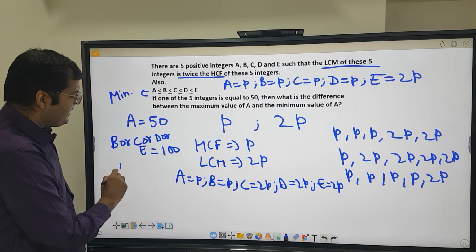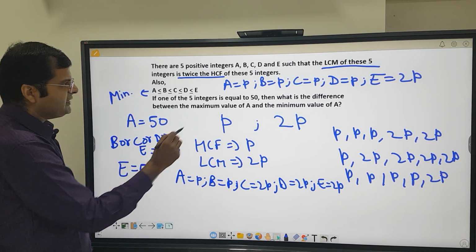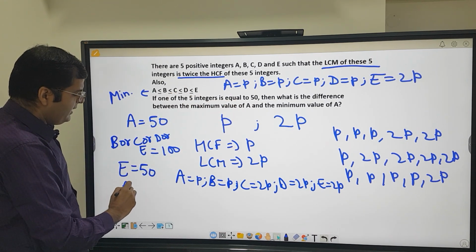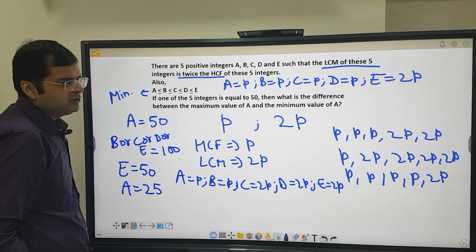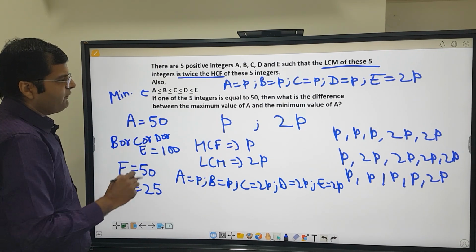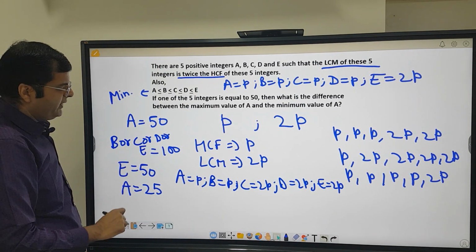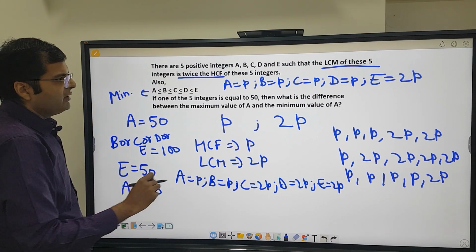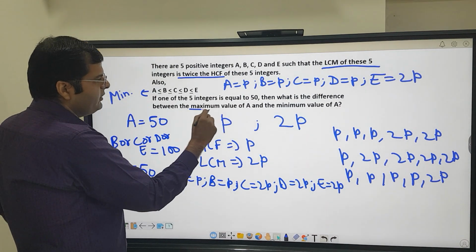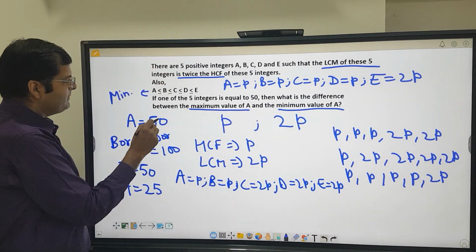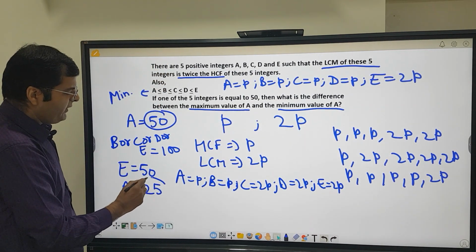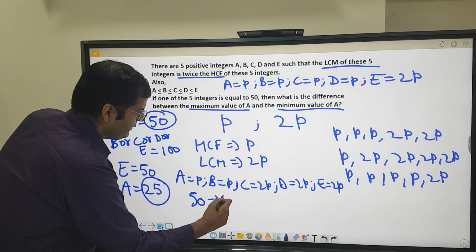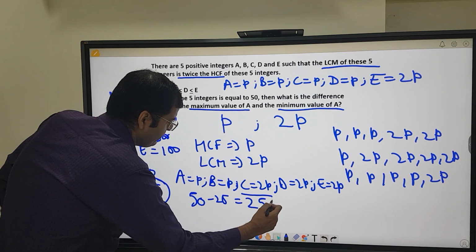Also, let's say e is 50, because it says one of them is 50, and e is the maximum one. Then a has to be 25. There is no other possibility. So if a is 50, one of the others has to be 100, but if e is 50, then a is 25. Now it asks for the difference between the maximum value of a and the minimum value of a. The maximum value of a is 50 here and the minimum value of a is 25 here. So the difference between them is 50 minus 25, which is 25.